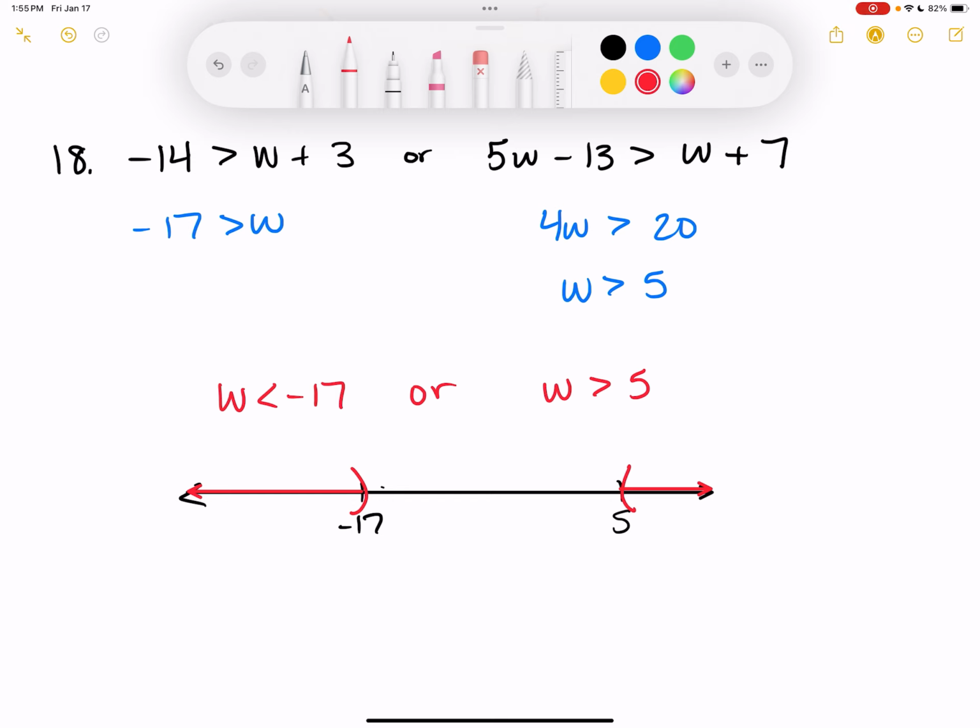All right. Just spin it back. You lost your privilege. Not the graph, but for the actual math part, what did we get? W is less than negative 17 or W is greater than 5. I got that. I got 4 for the thing. How'd y'all get 5? You have to divide it by 4. 20 divided by 4 is 5.